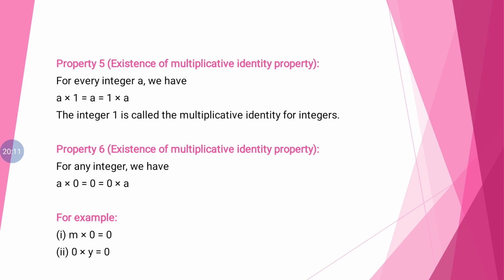Then property 6, multiplication by zero. For any integer a, a cross 0 equals 0. Any integer multiplied by 0 gives the value 0. A into 0 equals 0, 0 into a equals 0. For example, 27 into 0 equals 0, 0 into 27 equals 0. Similarly, m into 0 equals 0, 0 into y equals 0.